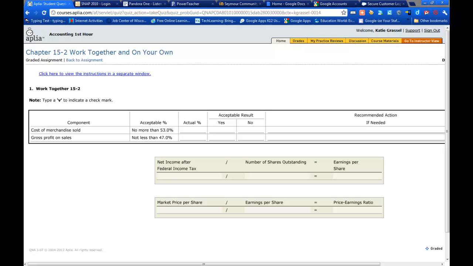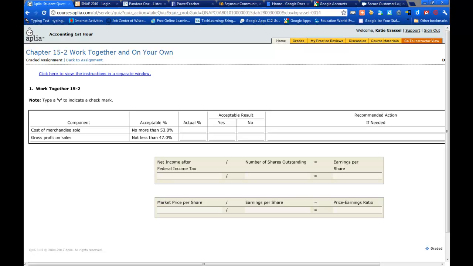Okay? Now, when we look at our directions here for 15.2, what we have is a series of tables that we have to go through and analyze what our component percentages are and see if they're acceptable or not. If they are not acceptable, we have to give some type of alternative of what the business can do. What can they do to change their component percentage to get it to an acceptable level?